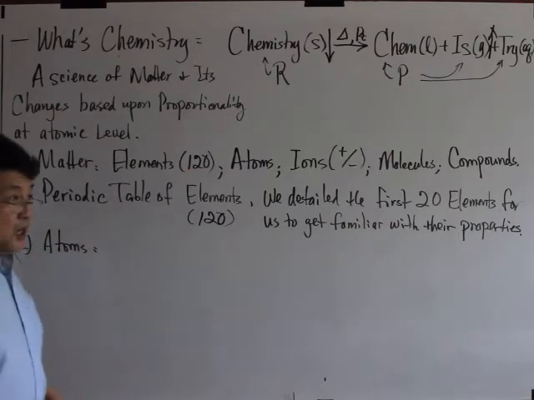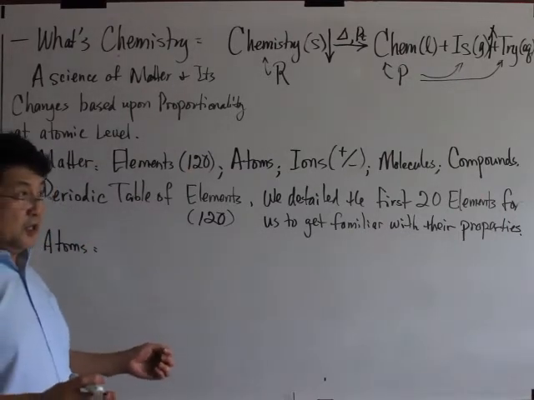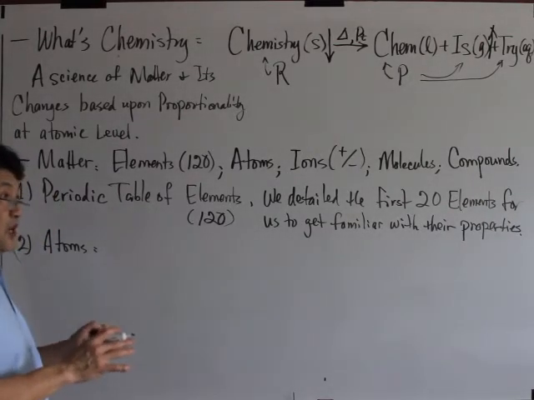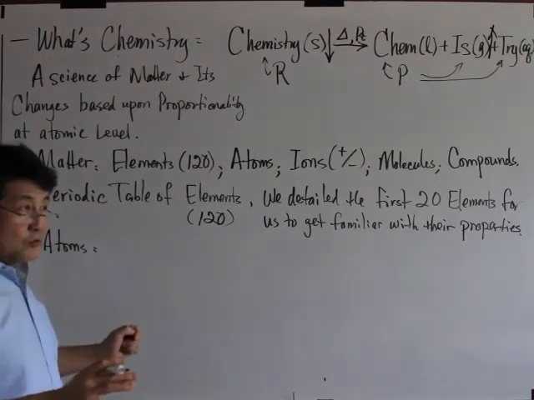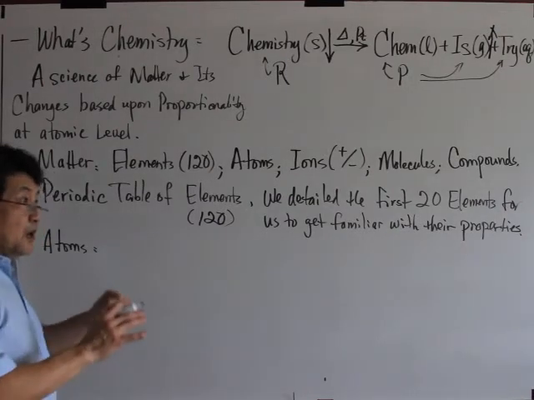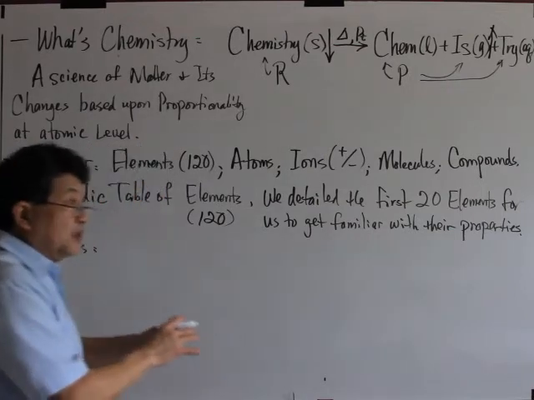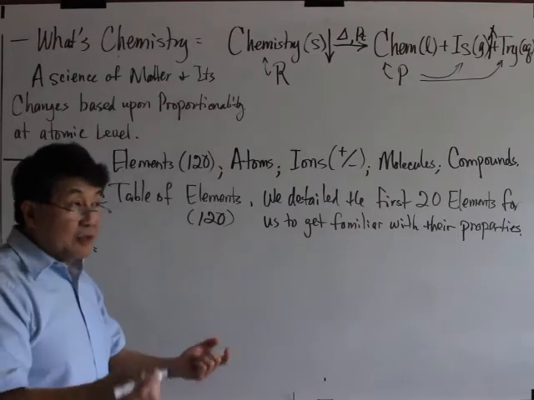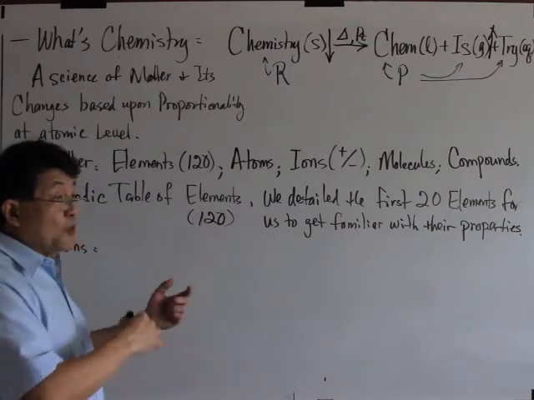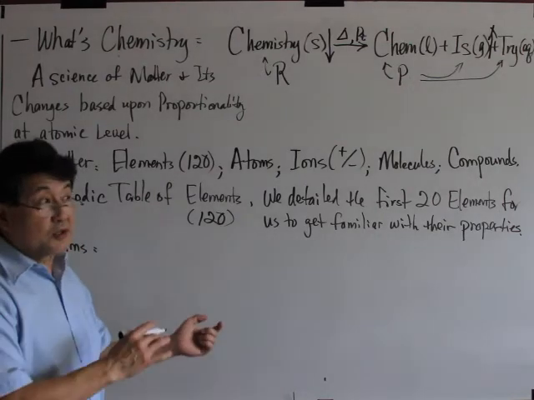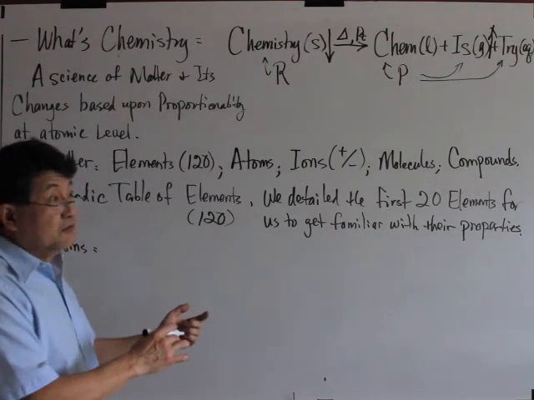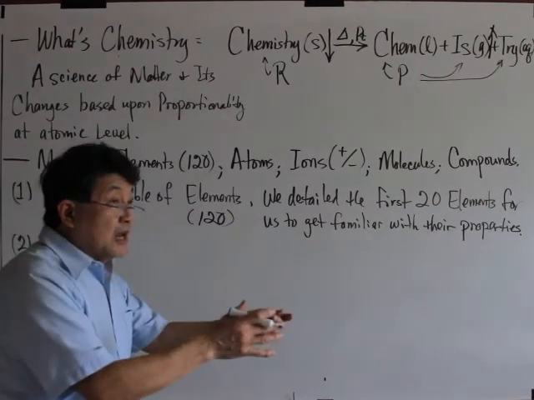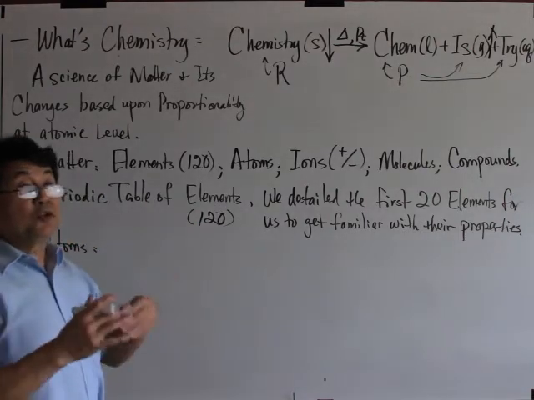Atoms are the basic particle of different elements, and the individual elements will have their atoms all identical to each other. But the atoms belonging to one element will be totally different from the atoms belonging to another element. They're all different elements, will have different atoms. But all these atoms belonging to the same element will be exactly identical to each other. Do you get the idea?